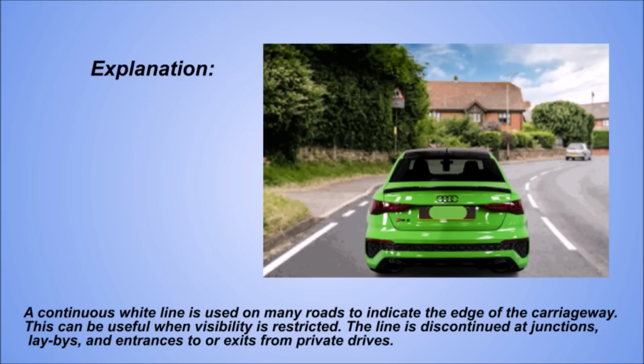Explanation: a continuous white line is used on many roads to indicate the edge of the carriageway. This can be useful when visibility is restricted. The line is discontinued at junctions, laybys, and entrances to or exits from private drives.